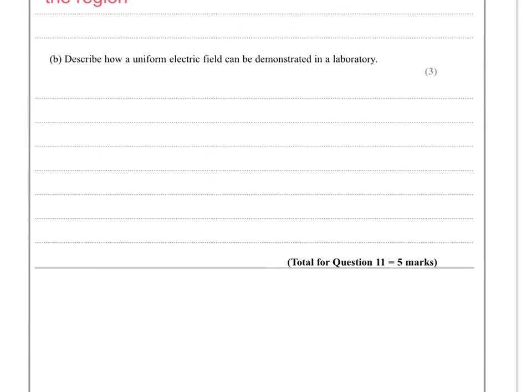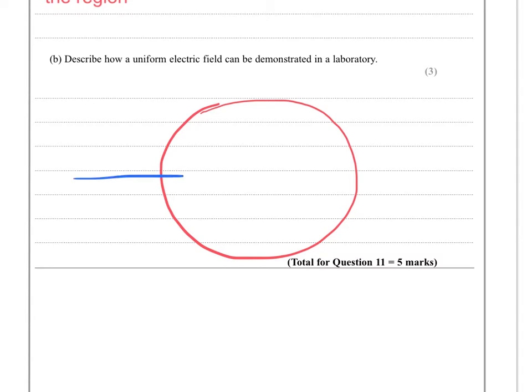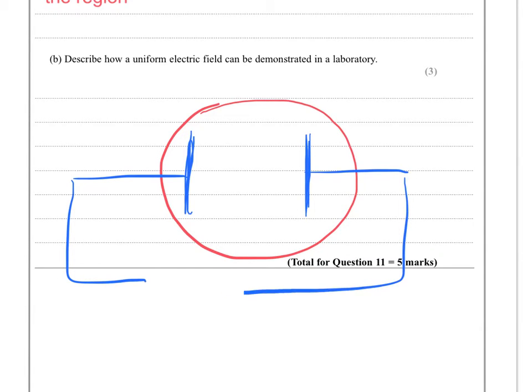Part B then. Describe how a uniform electric field can be demonstrated in a laboratory. Well, that's your standard little electric fields demo, where you get a big Petri dish and you put in some castor oil and you add to that some electrodes sitting parallel to each other, and you put across that some kind of high voltage.